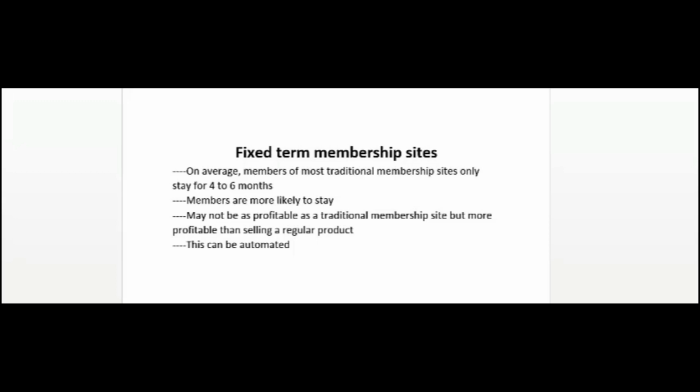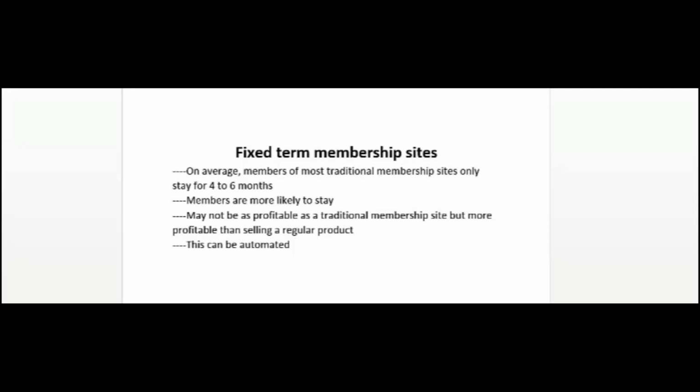But the problem is that a lot of members do drop out of traditional membership sites. On average, members only stay around 4 to 6 months. That's average, depending on the quality and the type of content. My traditional membership site has members who have been there for years, so I'm getting paid every month from them for years. So don't think that just because I said on average they stay for 4 to 6 months means that they're going to drop out after 4 to 6 months.